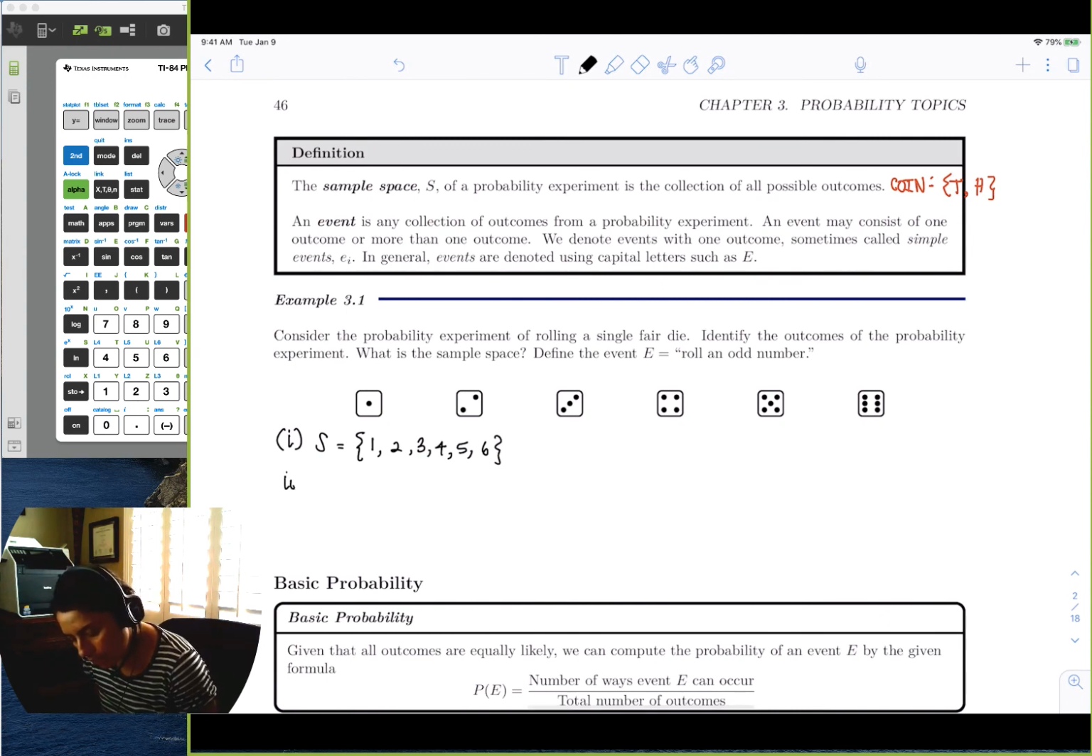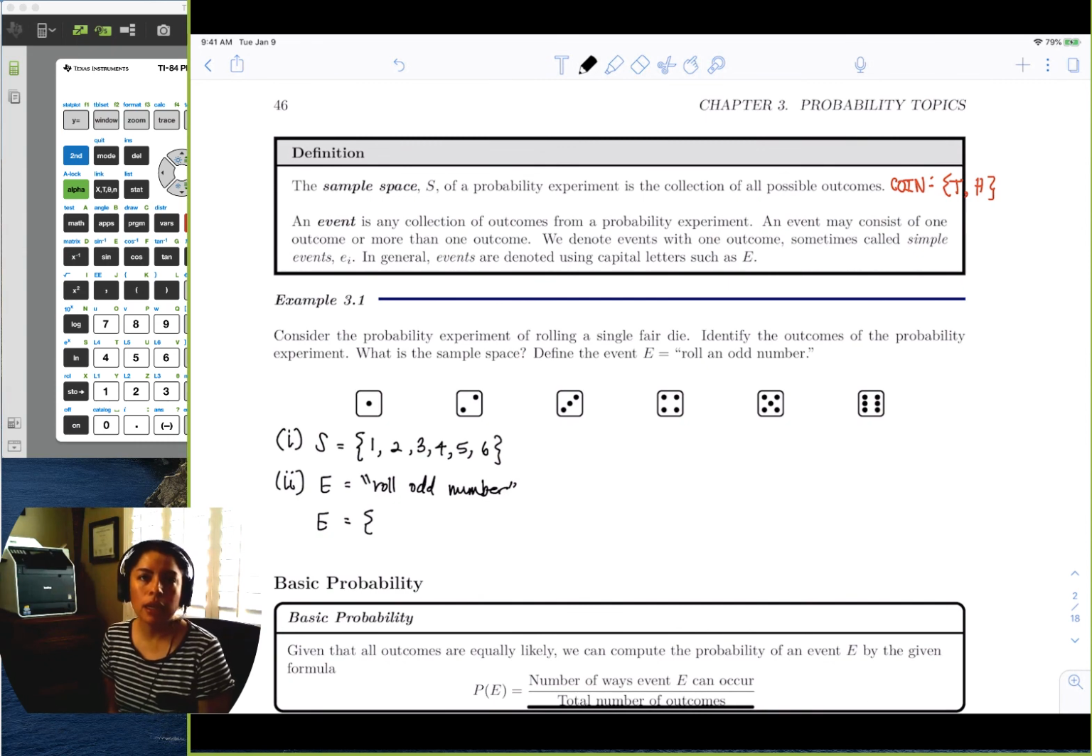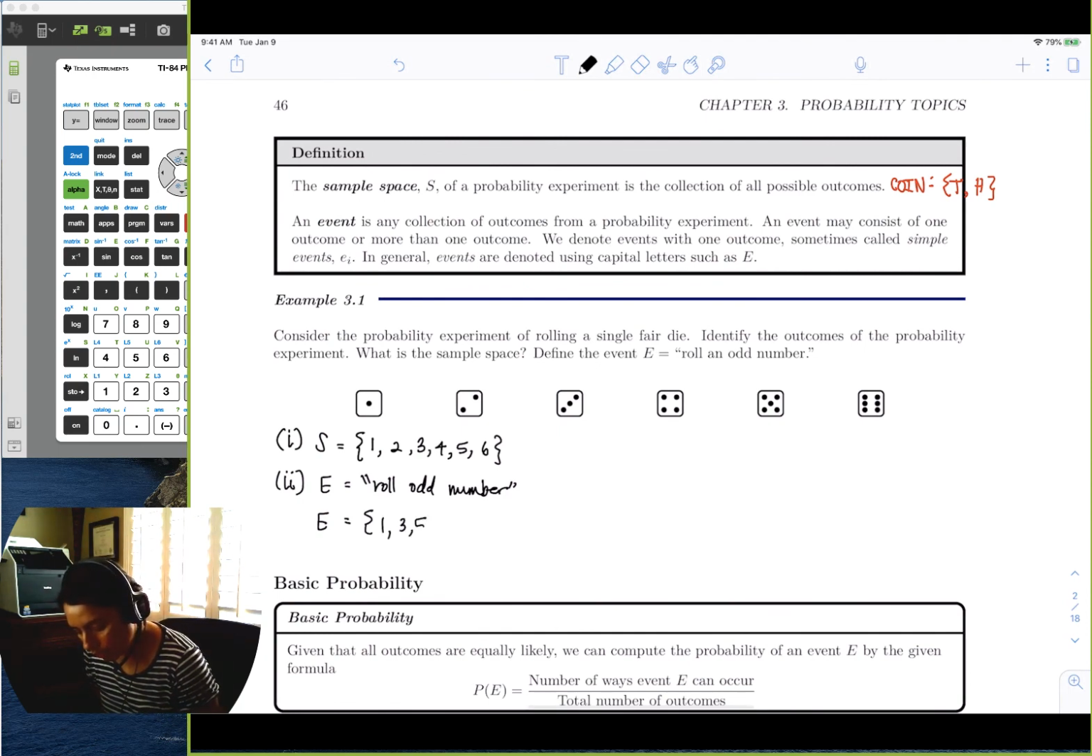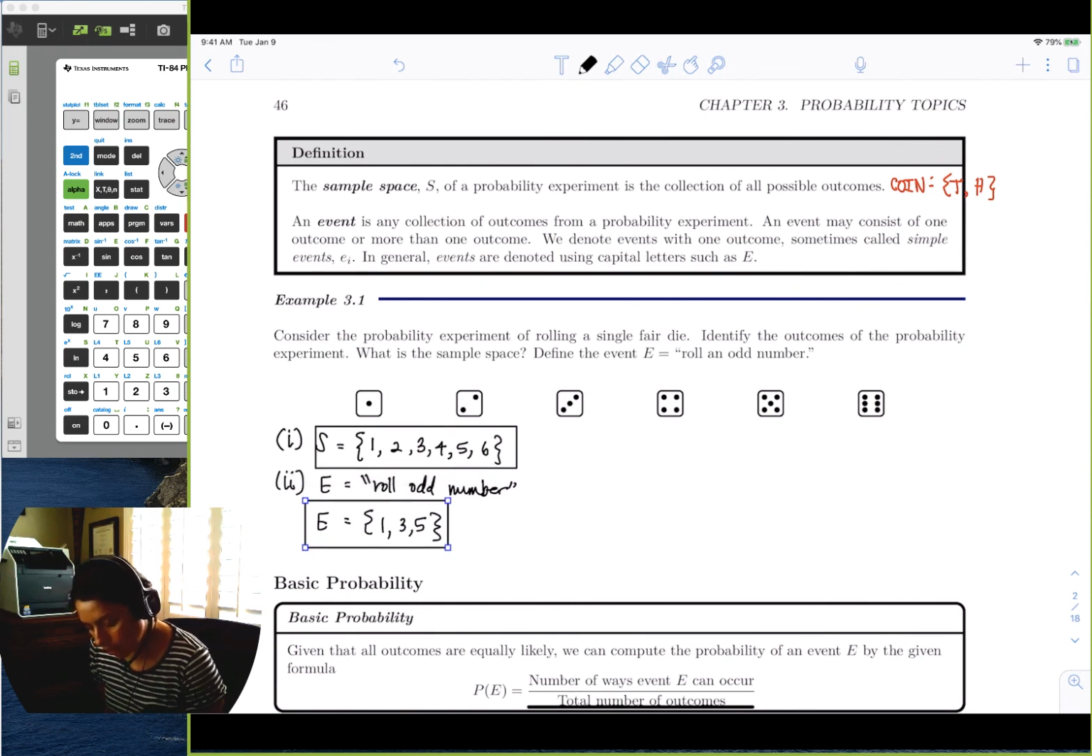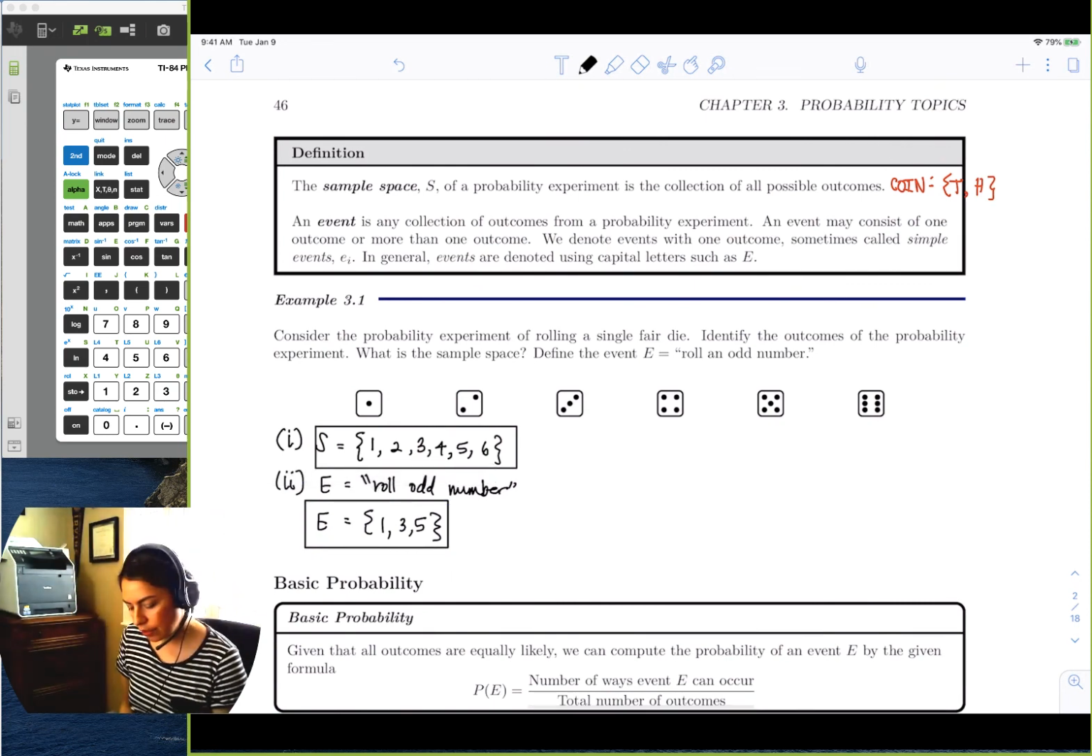Okay, and if I wanted to define the event of rolling an odd number, what would that look like? Well, in a six-sided die, what are the possible odd numbers it could land on if I tossed it once? It would land on a 1, 3, or a 5. Sometimes the sample space is not so obvious, but we'll do our best to determine what that is for the event.